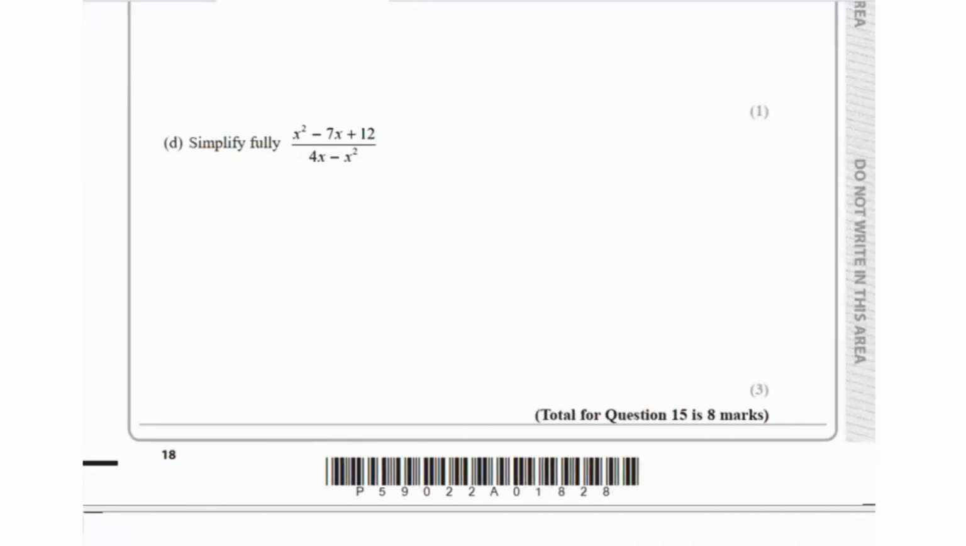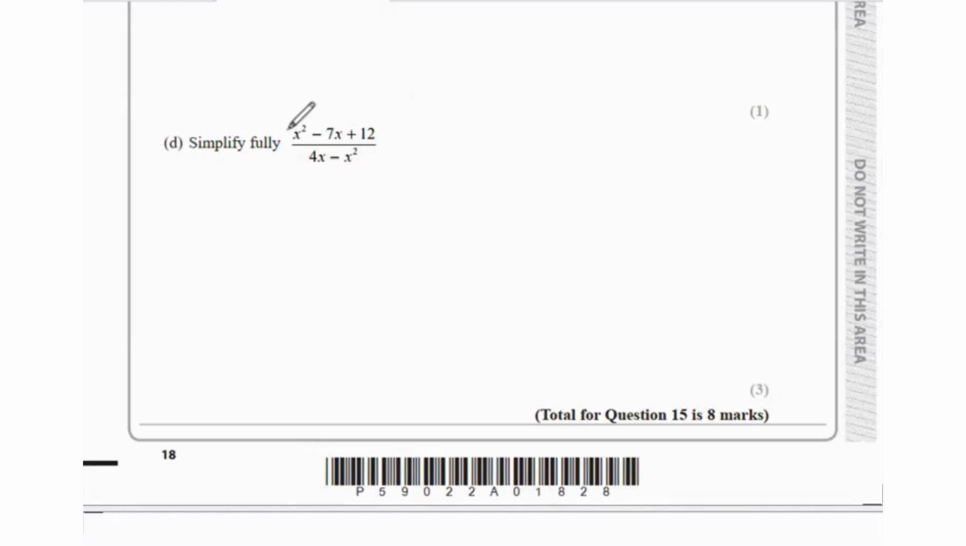Then let's just simplify fully. (x² - 7x + 12)/(4x - x²). So right now we have a quadratic in the numerator and denominator, but the one in the numerator will be solved by factorizing the quadratic using splitting the middle term or the quadratic formula. And for the denominator, you can use taking the highest common factor.